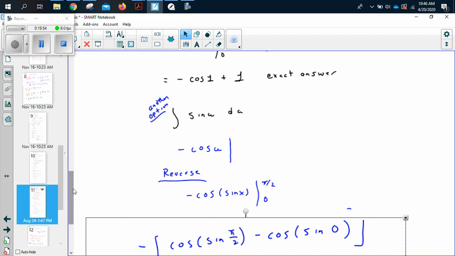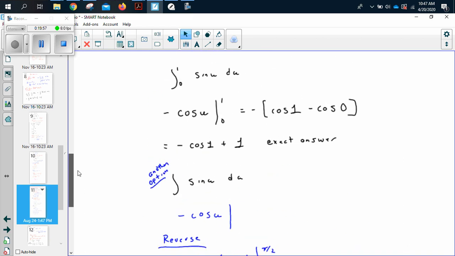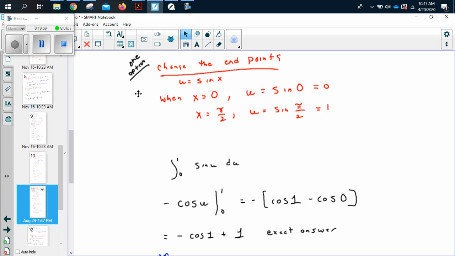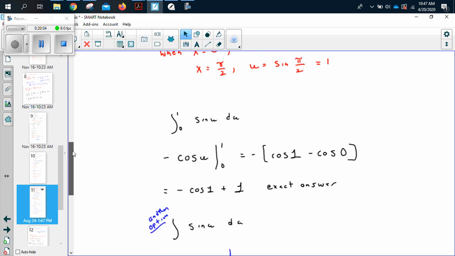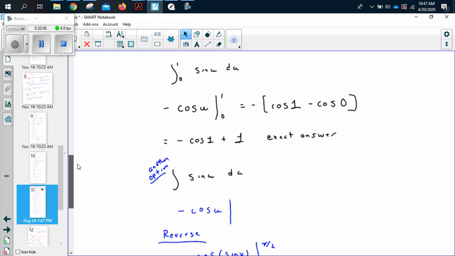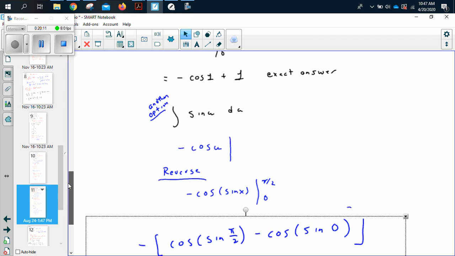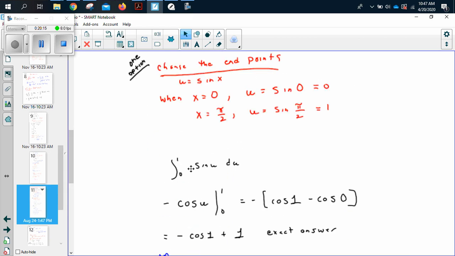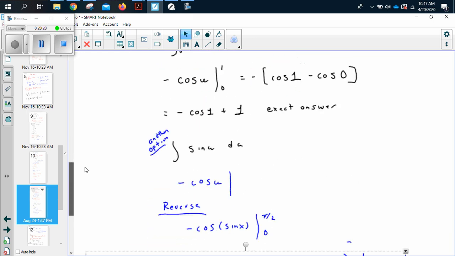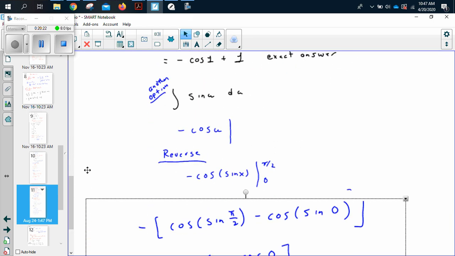You'll get the same answer. So I'll probably recommend changing the endpoints and getting everything in terms of u, and then you don't have to reverse. But to tell you the truth, it doesn't really matter. Be careful: if you change the endpoints, you don't want to reverse. It would be wrong to reverse the substitution. If you don't change the endpoints, then you need to reverse and use the original endpoints. So either one of those will work.